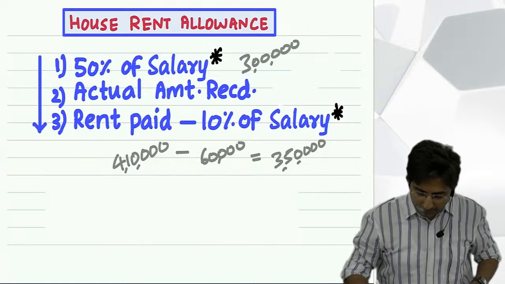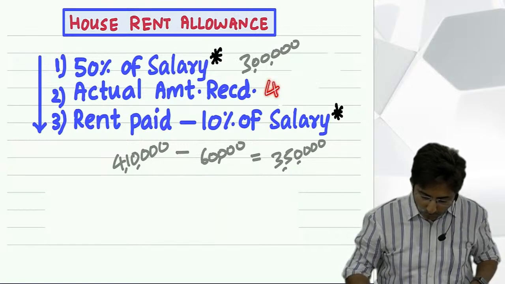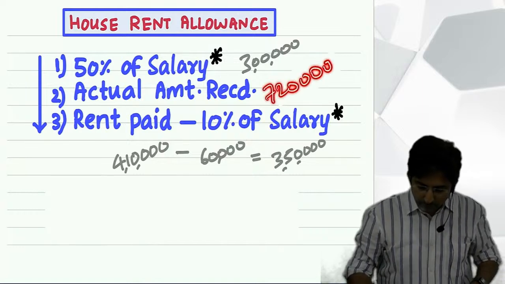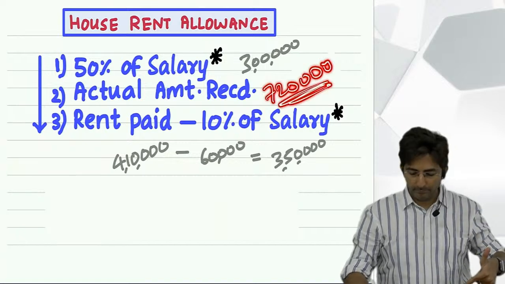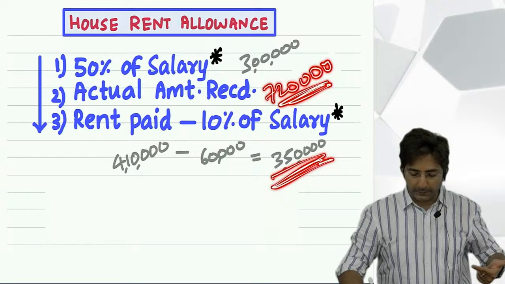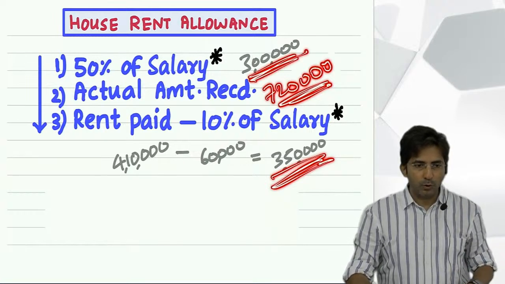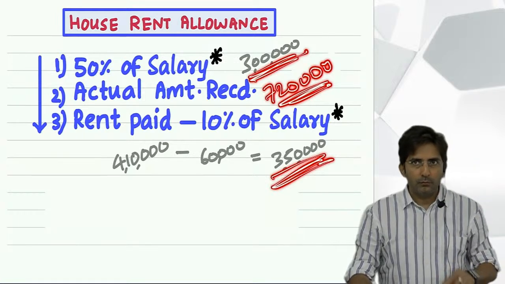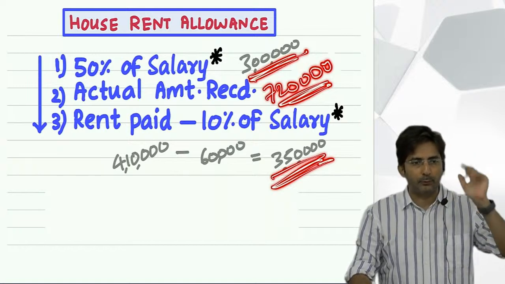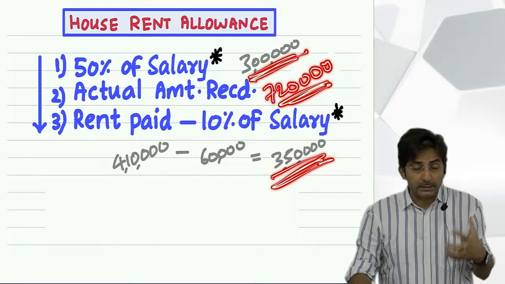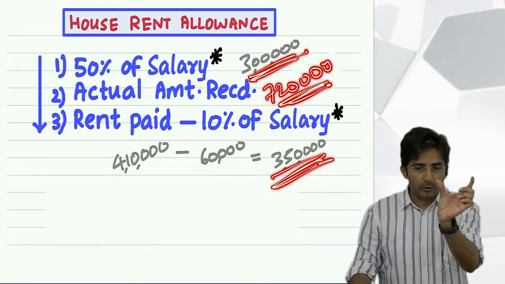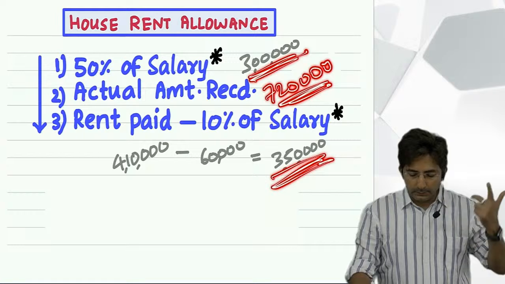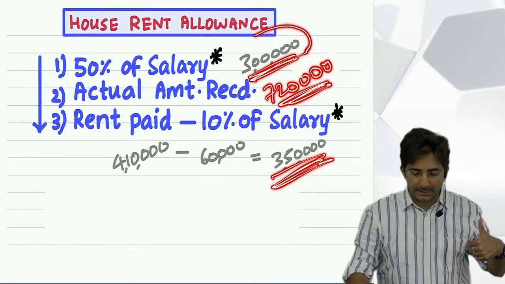Now, tell me, what if this employee has actually received 7 lakh 20,000? Assume he has received 7 lakh 20. His burden is 3,50,000 and the limit is 3 lakhs. So how will you present this in the statement? First, you will write house rent allowance in the inner column, 7,20,000, because that is what he has actually received from the boss. Then the exemption will be how much? 3 lakhs, whichever is less. So what is less? 3 lakhs.